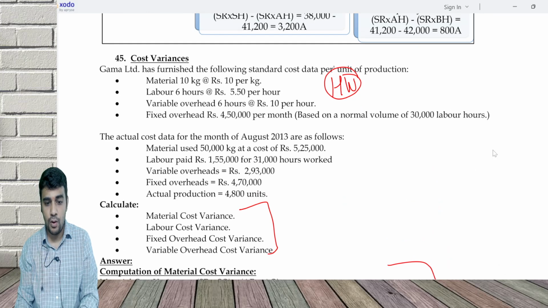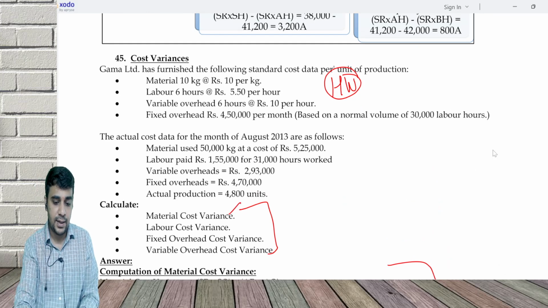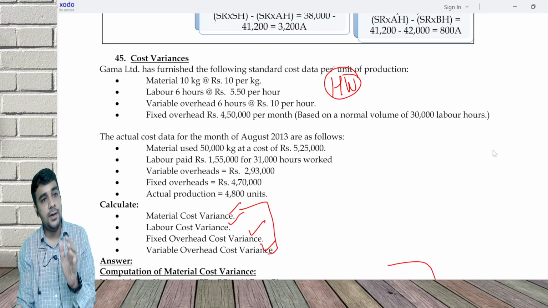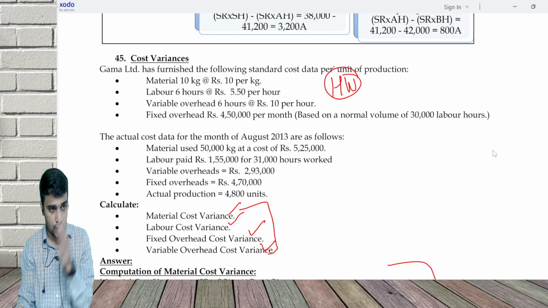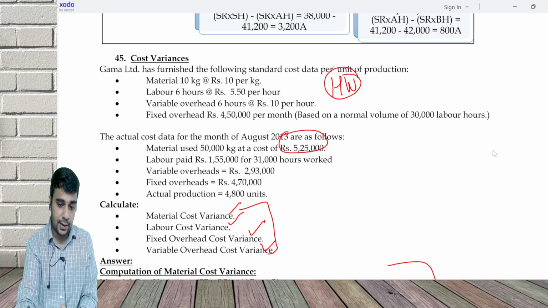45 is homework. They have just asked for material cost, labor cost, fixed overhead cost, and variable overhead cost. For everything, you do standard material cost minus actual material cost, standard labor cost minus actual labor cost, standard variable overhead minus actual variable overhead, standard fixed overhead minus actual fixed overhead. The actuals are 5 lakh 25, 1 lakh 55,000, 2 lakh 93, and 4 lakh 70.